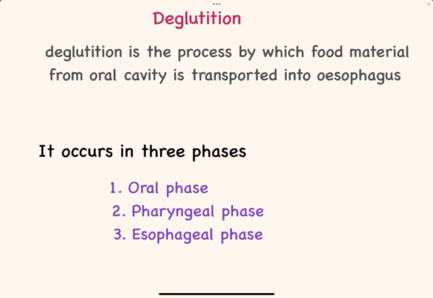First of all, about the definition: deglutition is the process by which food material travels from the oral cavity and is transported into the esophagus. This process is called deglutition. It occurs in three phases: oral phase, pharyngeal phase and esophageal phase. Now let us look into each phase separately.